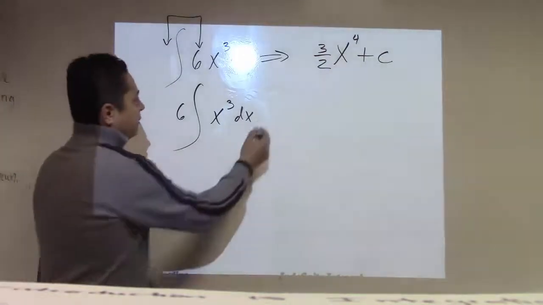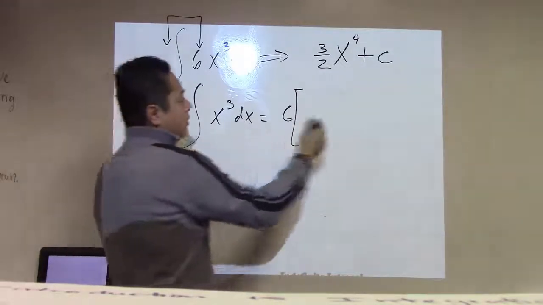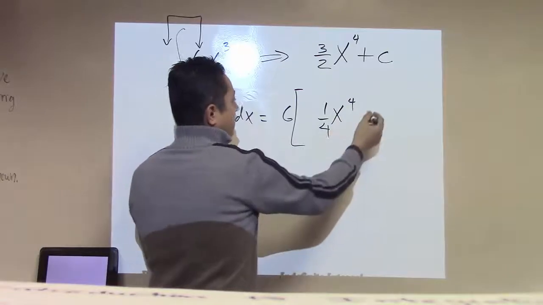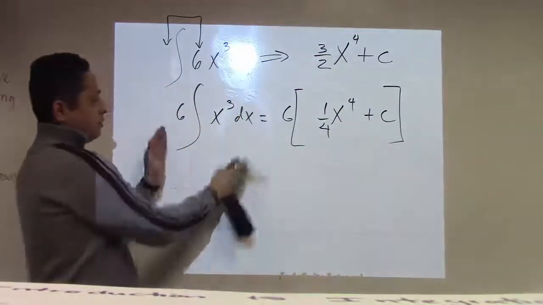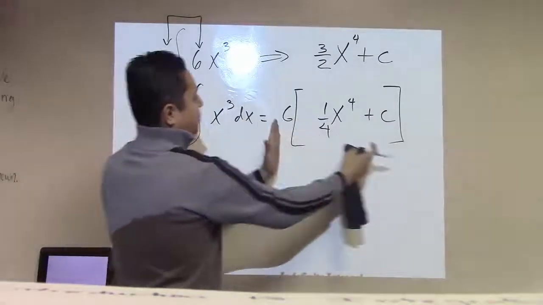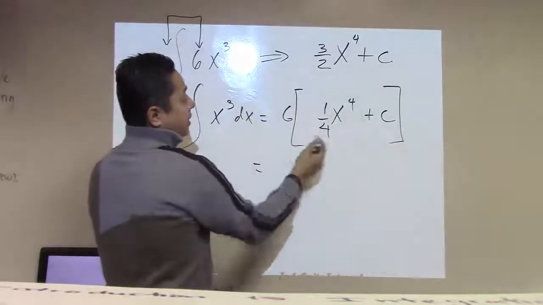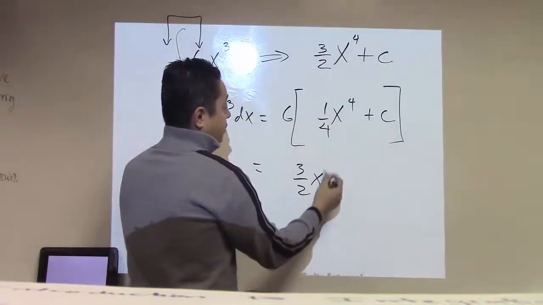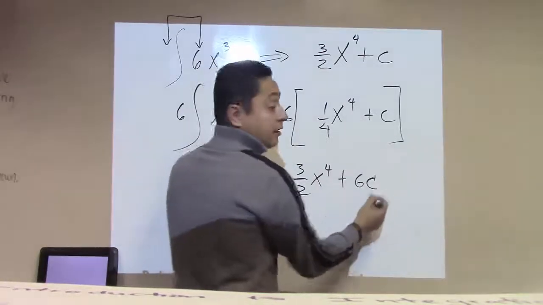So let's try it here. 6, leave it alone. Bump up and divide this one. So that becomes x to the fourth, divide is 1/4, plus c. So this section right here is what's inside of the brackets. Simplify this. 6 times 1/4 is just 3/2 x to the fourth, and 6 times c is 6c.